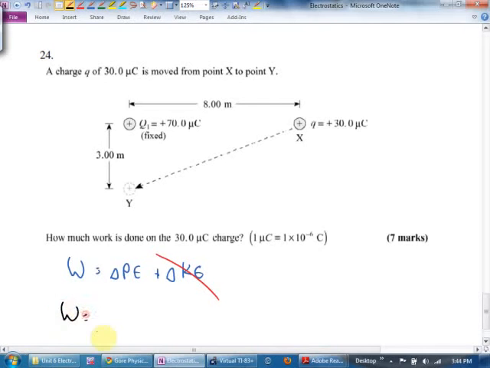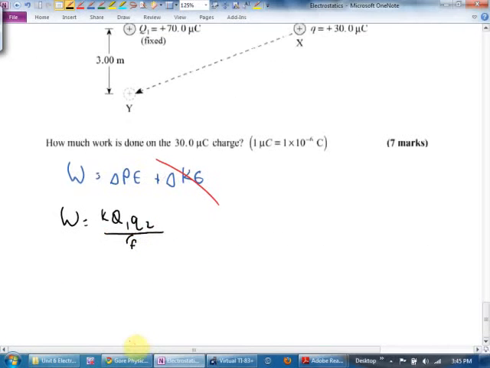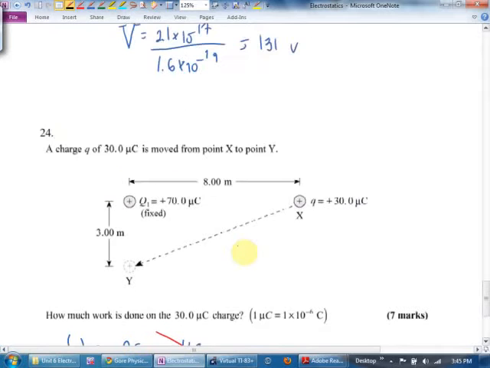Or I could go QV. Do I know the voltage? Do I have two charges? I think I'm going to go final minus initial. I think I'm going to go kQ1Q2 over R final minus kQ1Q2 over R initial. Do I need to put signs in here? Yes. Oh, wait a minute. Positive, positive.